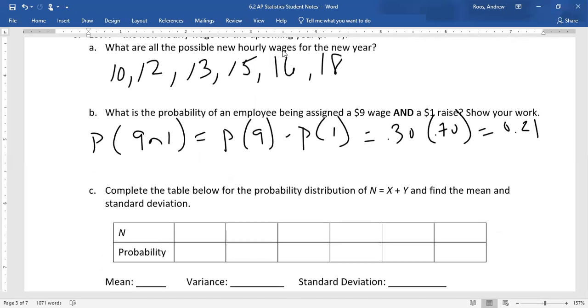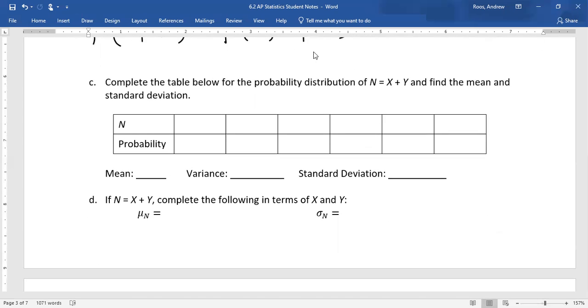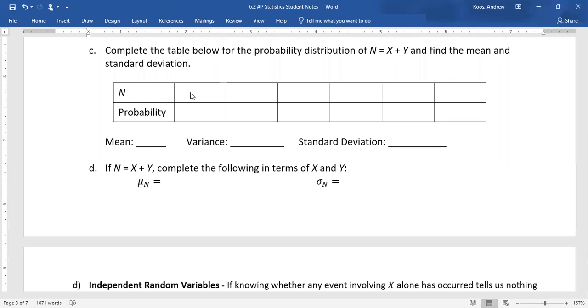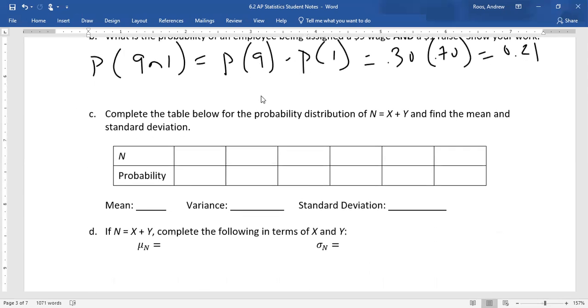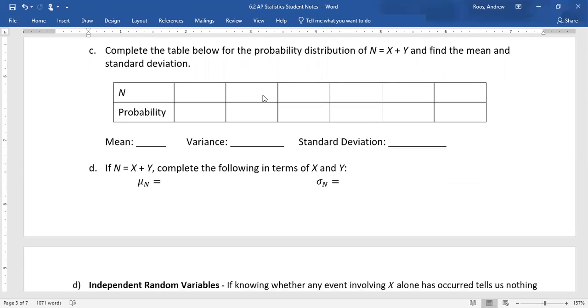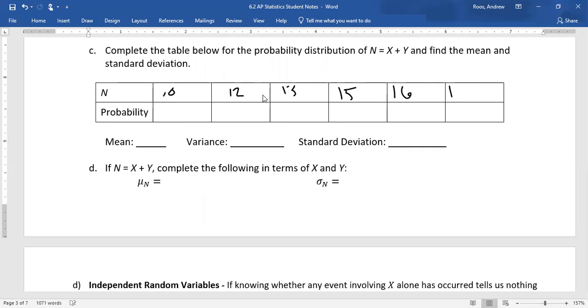Okay. All right. Complete the table below for the probability distribution of n equals x plus y and find the mean and the standard deviation. Okay, so our n row here is just our possibilities. So the 10, 12, 13, and so on. Okay, so we have 10, 12, 13, 15, 16, and 18.